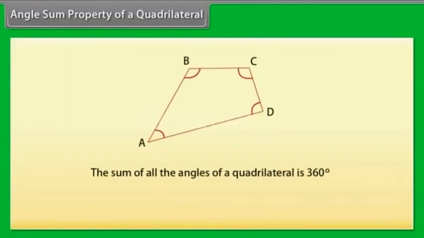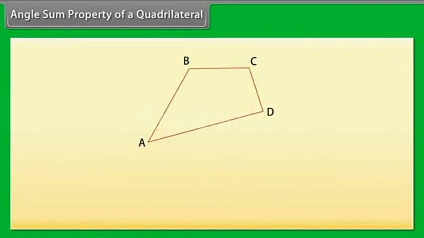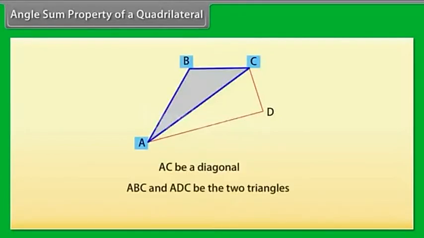Next, angle sum property of a quadrilateral. The sum of all the angles of a quadrilateral is 360 degree. This is called the angle sum property of a quadrilateral. To find the sum, let's divide the quadrilateral into two triangles by drawing a diagonal. Let AC be a diagonal. ABC and ADC be the two triangles.